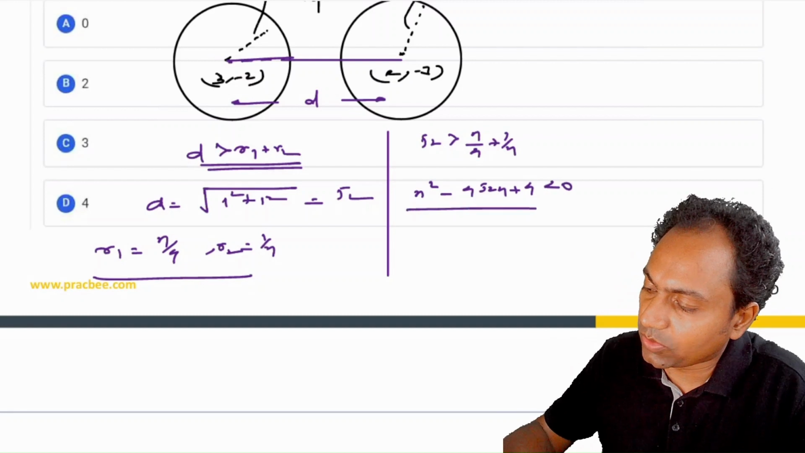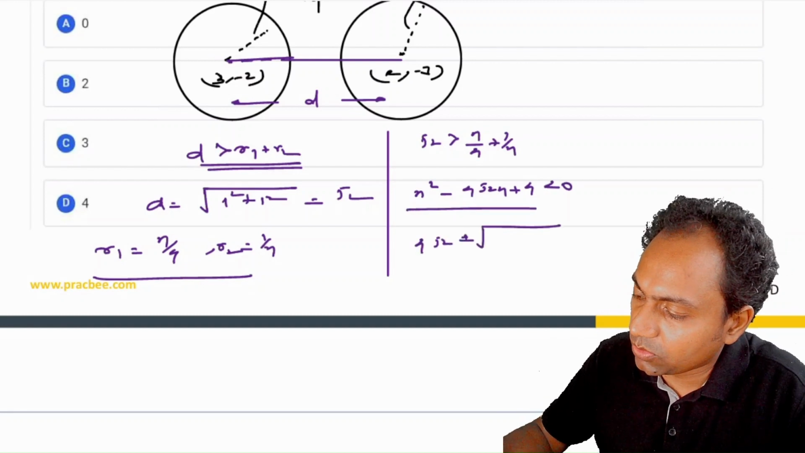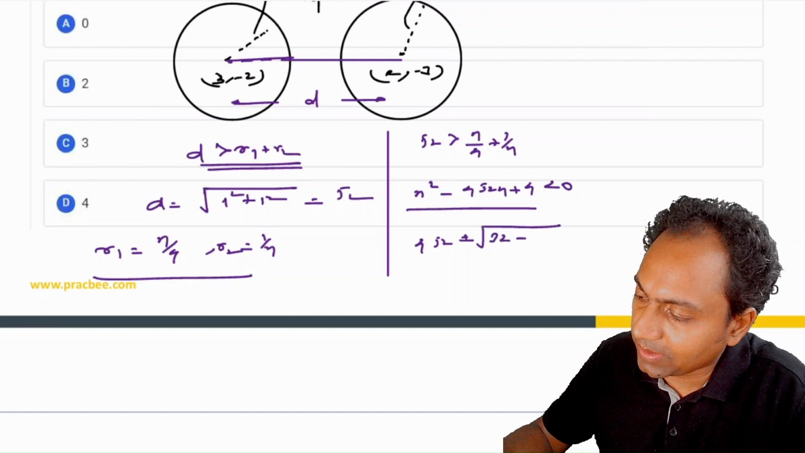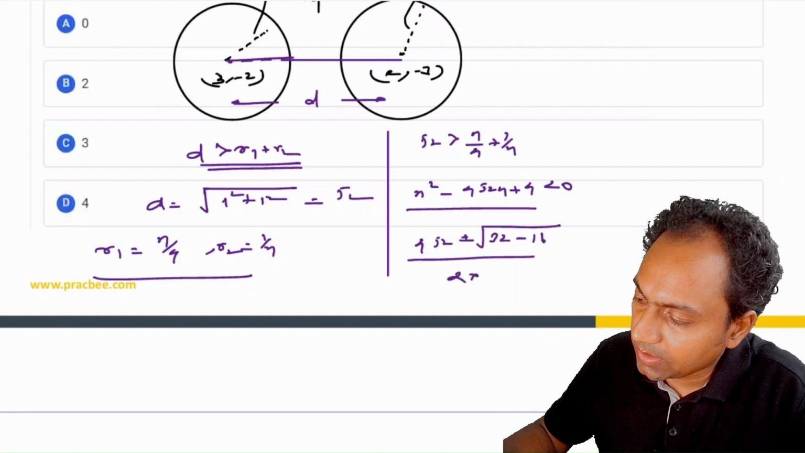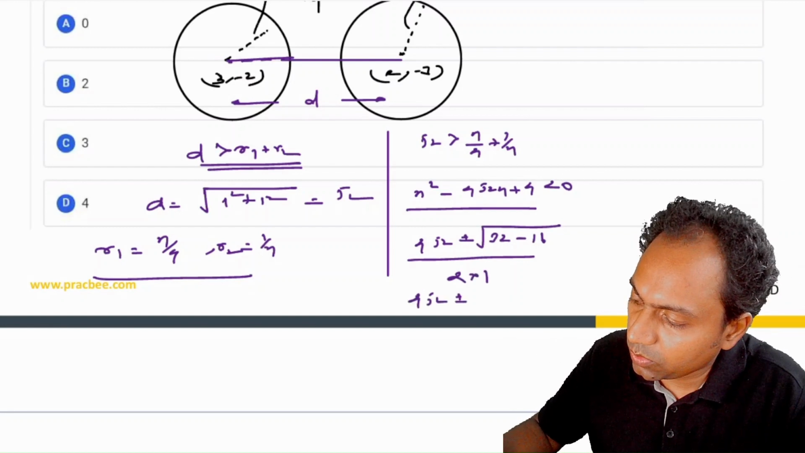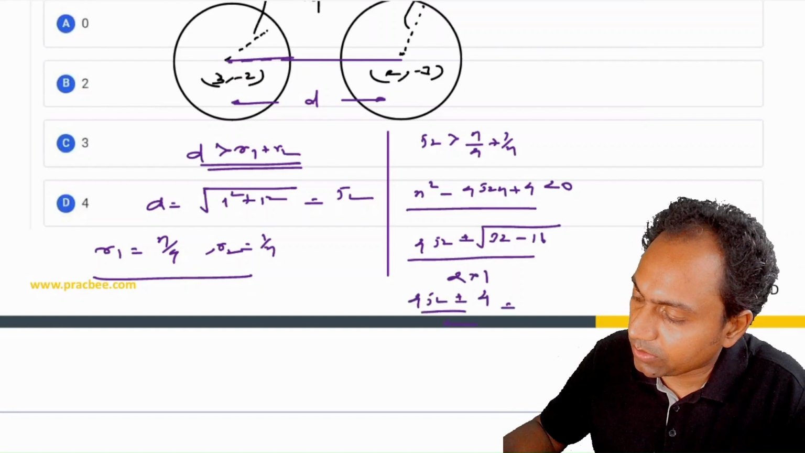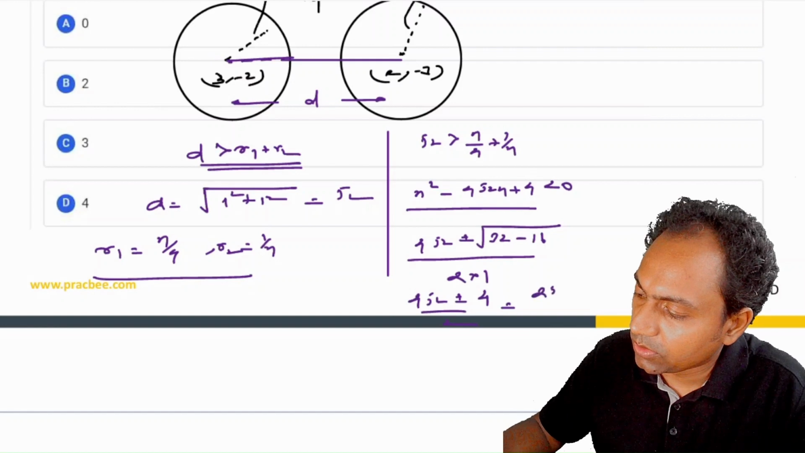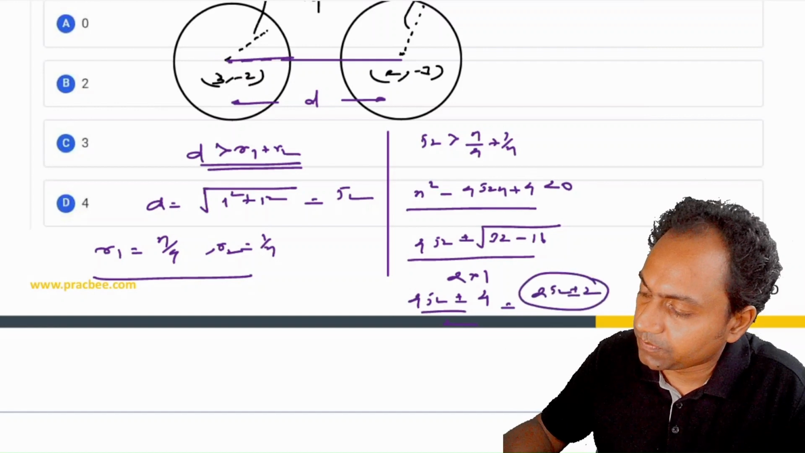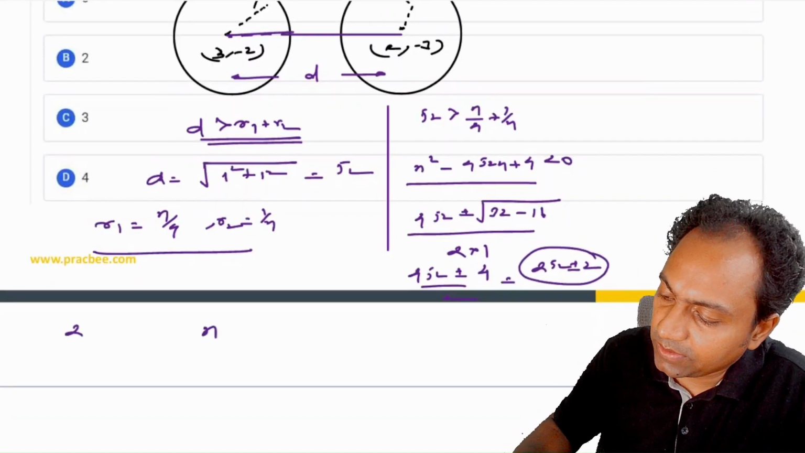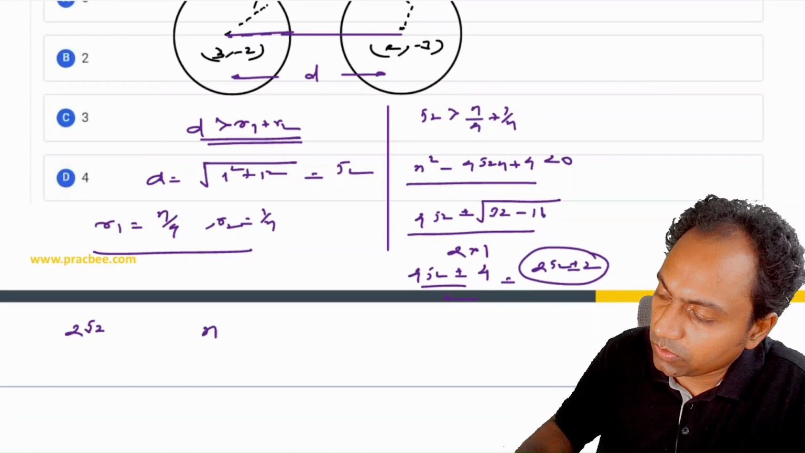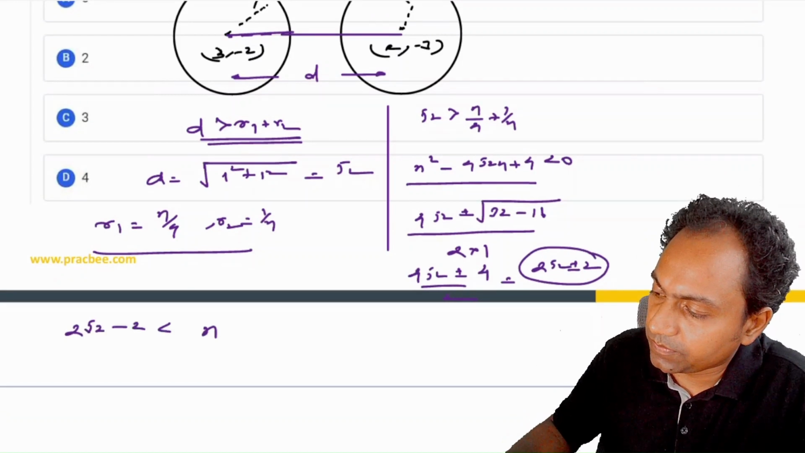And if I solve this quadratic, it comes out to be 4 root 2 plus minus root of b square, that is 32, minus 4ac, that is 16, by 2a. 4 root 2 plus minus 4 by 2, which I simplify, it comes out to be 2 root 2 plus minus 2. So our value of n lies between 2 root 2 minus 2 and 2 root 2 plus 2.